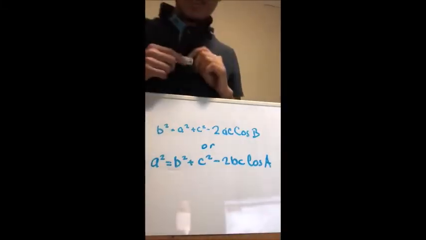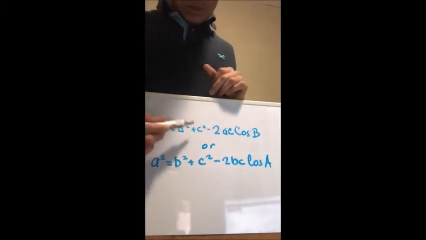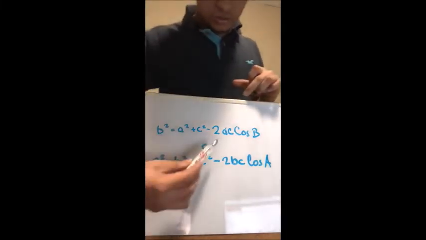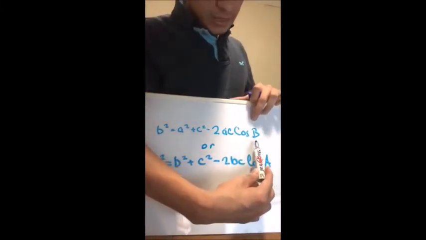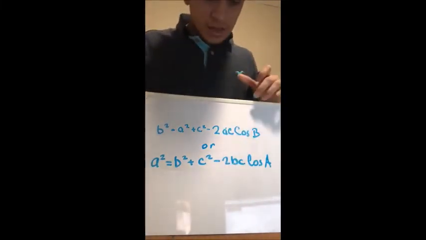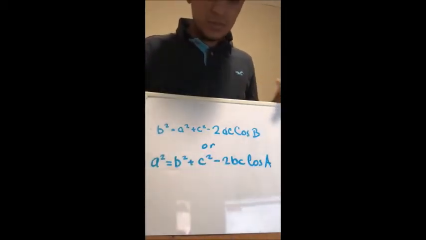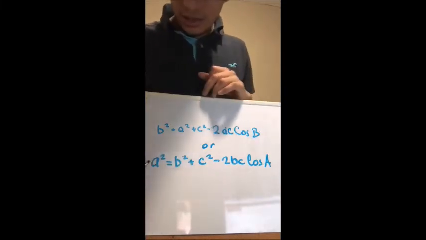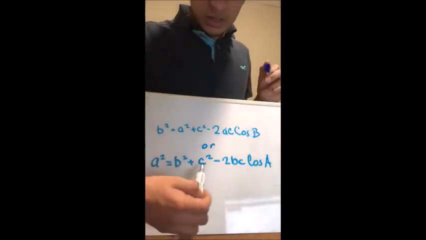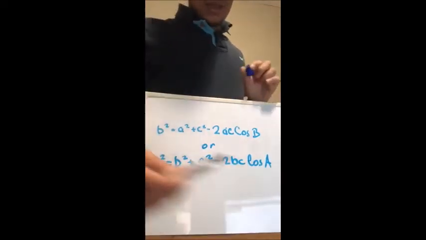The law of cosines can also be stated with these two other formulas: b squared equals a squared plus c squared minus 2ac cosine B, where B is the angle opposite side b, or a squared equals b squared plus c squared minus 2bc cosine A.